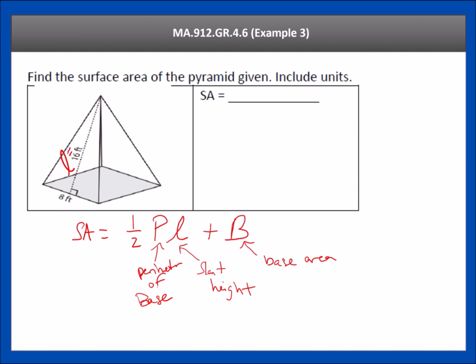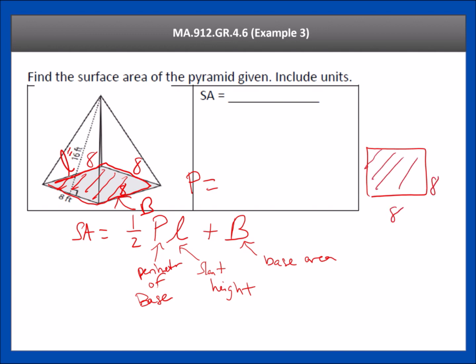Now the perimeter of this base, we'll find it now. This is the base, capital B. So the perimeter of that, well, it's a square, so it's 8 plus 8 plus 8 plus 8, right? So the perimeter is 4 times 8 is 32. Now the area of that base, which is the base area, capital B, is 8 times 8, which is 64. So that's the capital B, the base area.